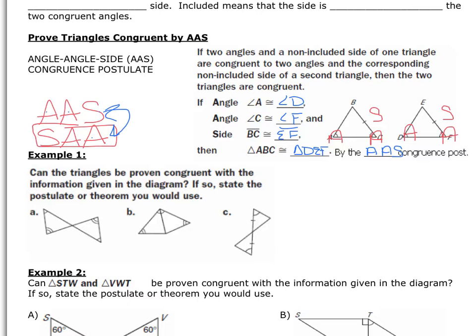So let's look at these examples. Can the triangles be proven congruent with the information given in the diagram? If so, state the postulate or theorem you would like to use. So again, you have to be careful about given. Remember, given does not necessarily mean it's marked and you can see it marked. There are things hidden that you're responsible for.